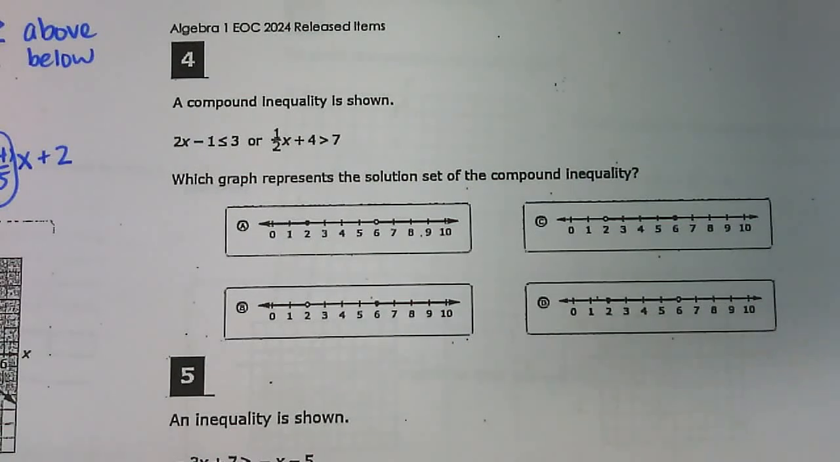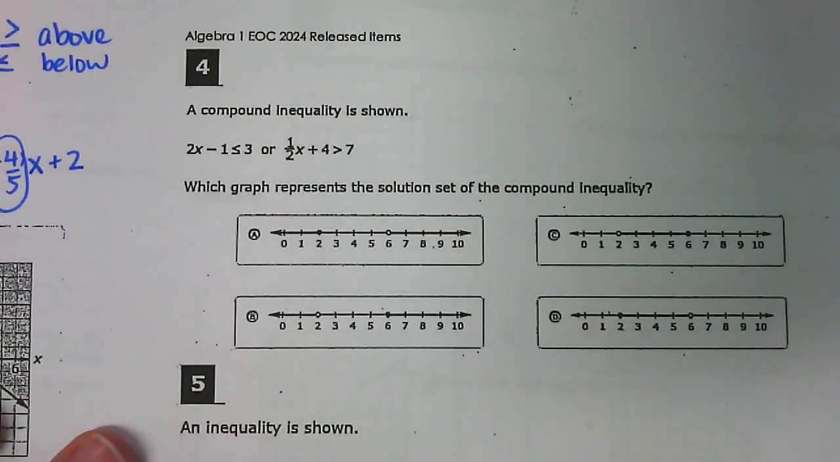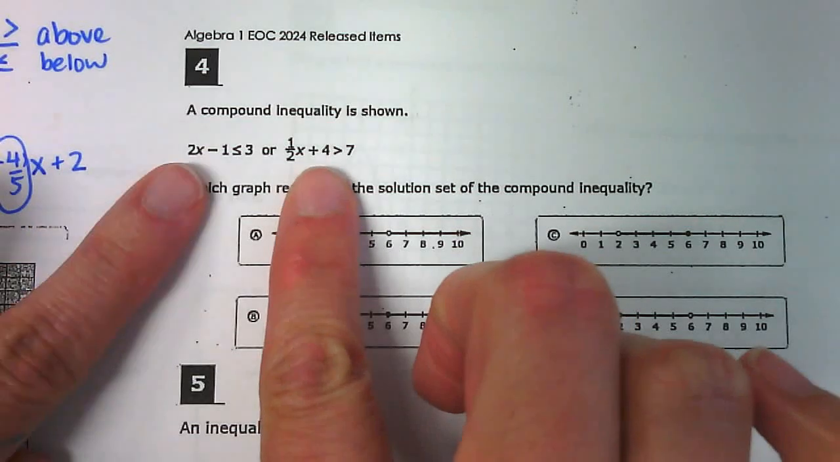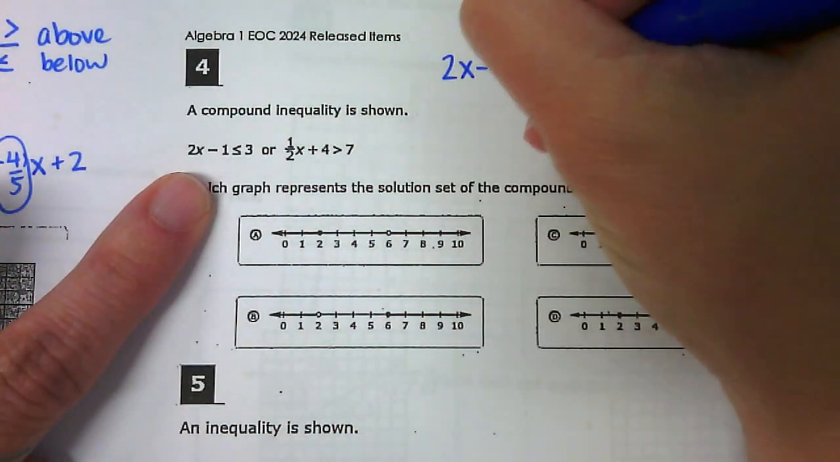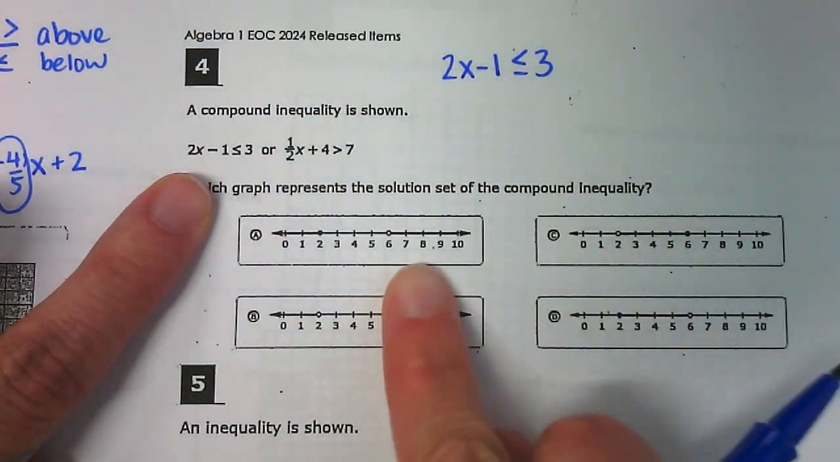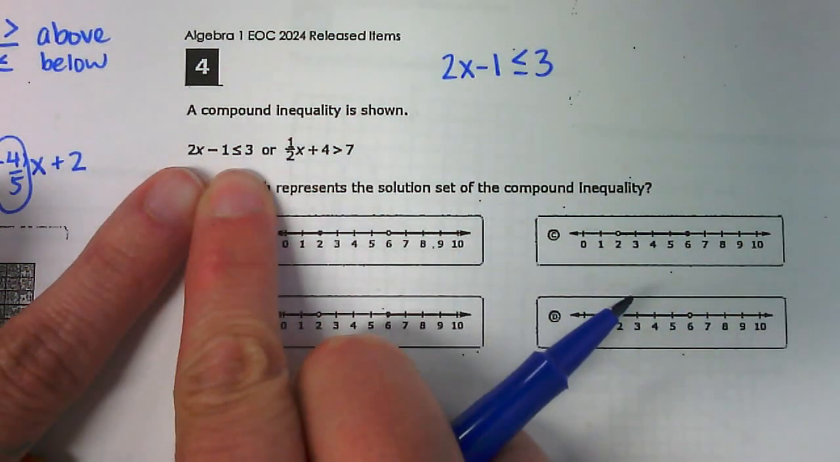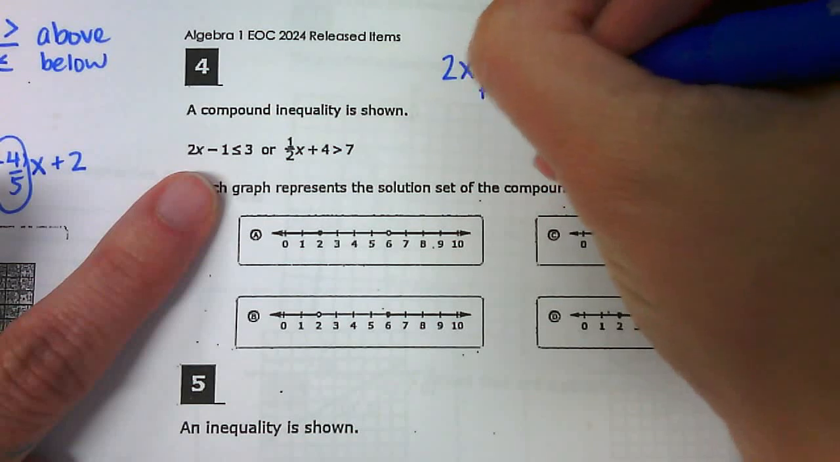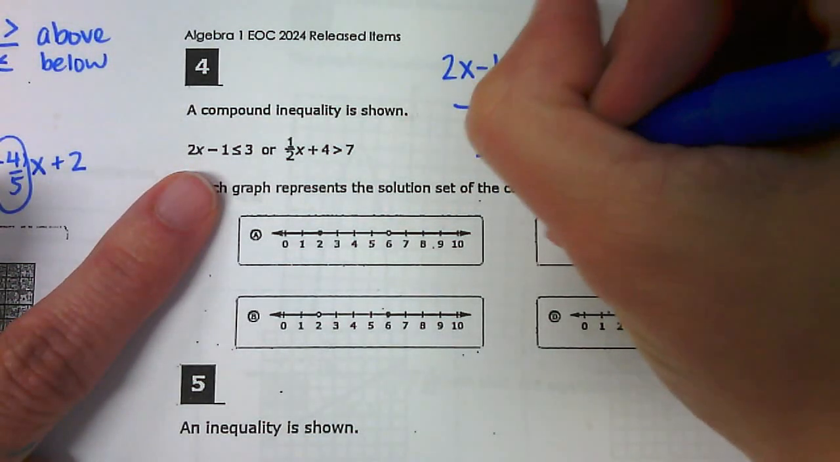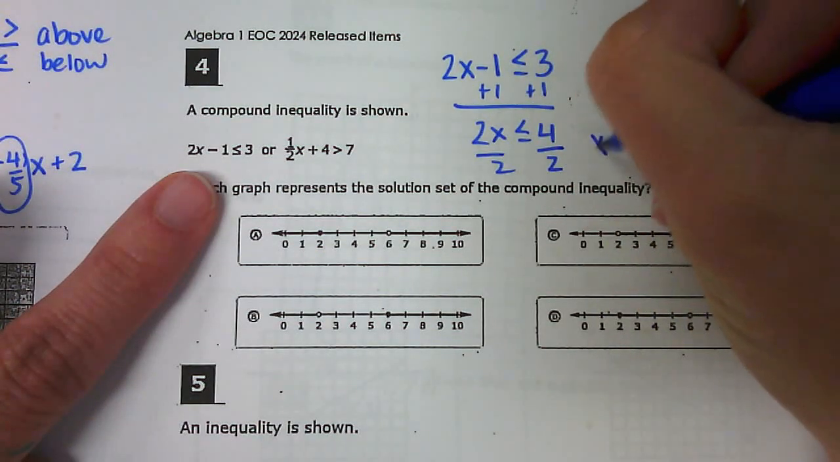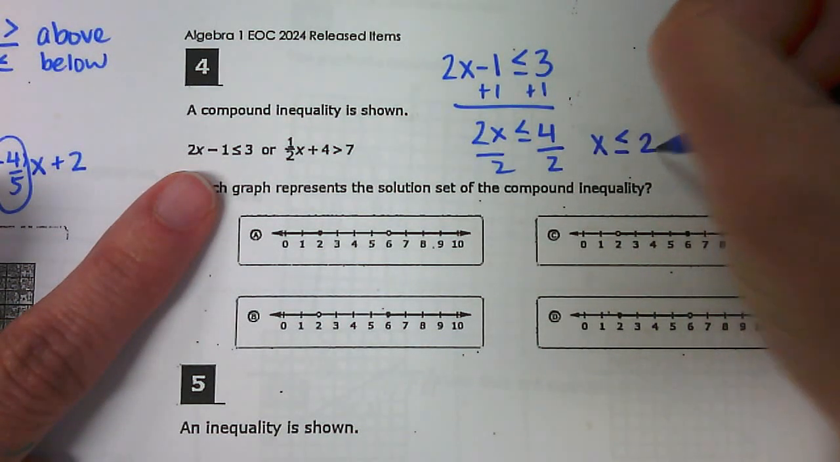All right, moving on to number 4. We have a compound inequality. When we have a compound inequality, it means we have to solve both of these. The copies are a little bit harder to read, but we're going to go ahead and solve this first one. To solve this, I would need to add 1 to both sides, and then I would need to divide by 2. I'm going to get an answer of x is less than or equal to 2.